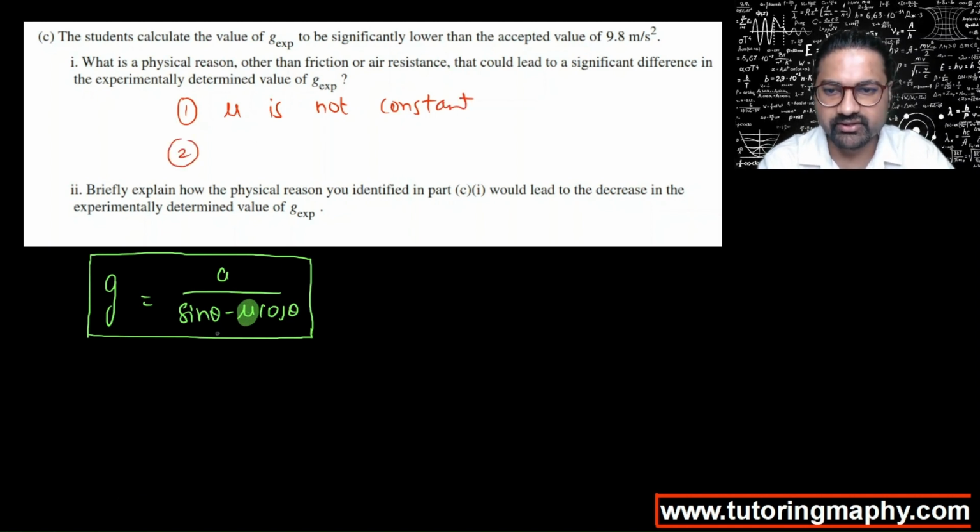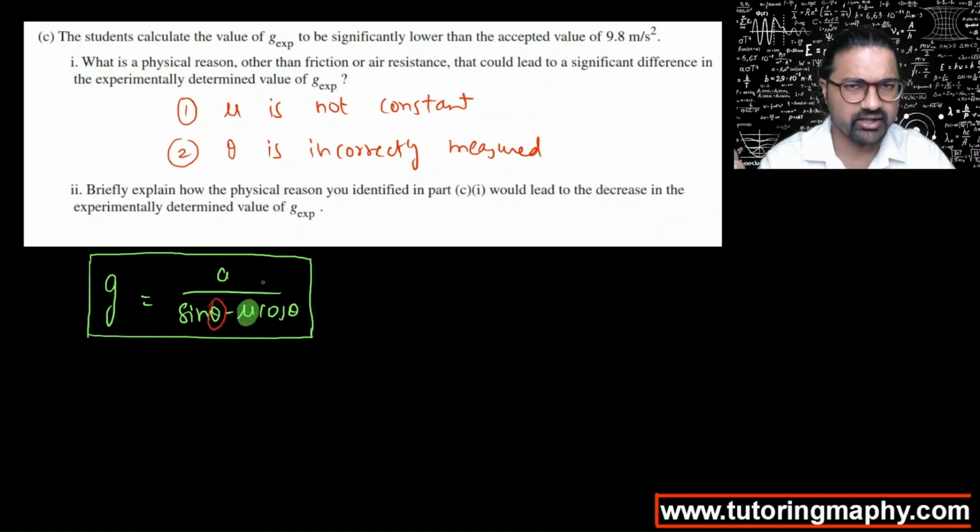And the other reason is, since we have determined the value of theta as an experimental measure, maybe we measured theta incorrectly. That can be one of the reasons as well. What can be a physical reason? Well, I was thinking that maybe we calculated the value of theta in radians or degrees, but that's not really a physical reason. So we'll skip writing that. I think this would suffice.